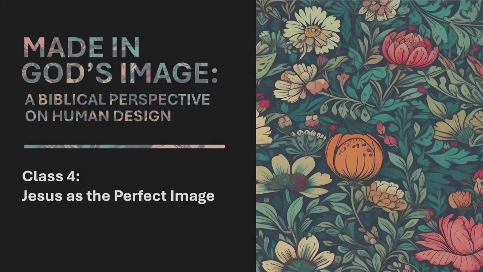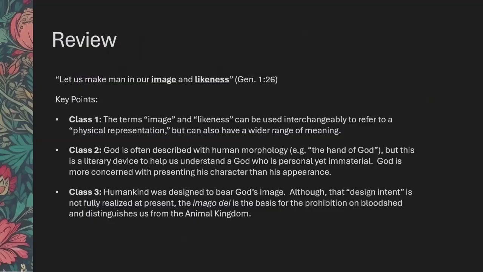So just by way of brief review, we've had 3 classes so far. In the first class, we looked at the terminology. What is the meaning of the words image and likeness, the Hebrew words? Where else are they used? My conclusion was that these words can be used interchangeably to refer to physical appearance in the primary sense, but that there are shades of meaning to words in Hebrew, as there is in any language, that they have a variety or spectrum of meanings, and that the physical representation isn't the only meaning they're limited to.